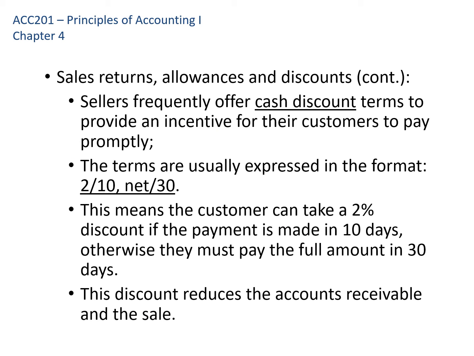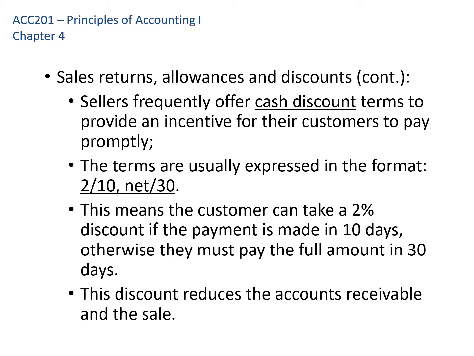So the other thing, as we mentioned, when we were a purchaser, sometimes we are offered cash discount terms that we could take advantage of. Well, the same thing is the case with a seller. The seller will offer cash discount terms in the hope that people will pay more quickly. And again, that format you may remember is 2/10 net/30. That means a customer can take a 2% discount. That's the first number. If the payment's made within 10 days, that's the second number. Otherwise, they have to pay the full amount in 30 days.